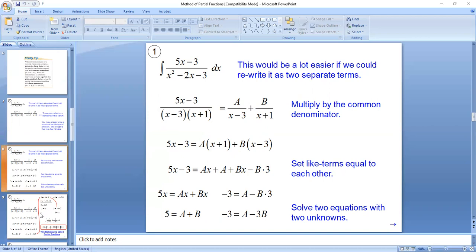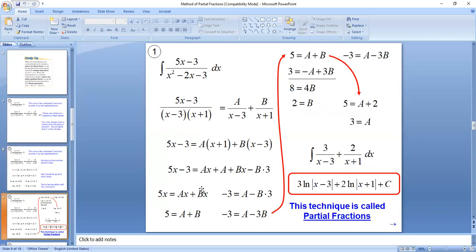What happens after that is this. You determine the value of A, which is 3, and the value of B, which is 2. After you have determined A and B, you go back to your decomposed partial fractions and substitute A, which is 3, and B, which is 2. And you are now ready to have it integrated. Now, when you integrate this, it's just an ln. Why?